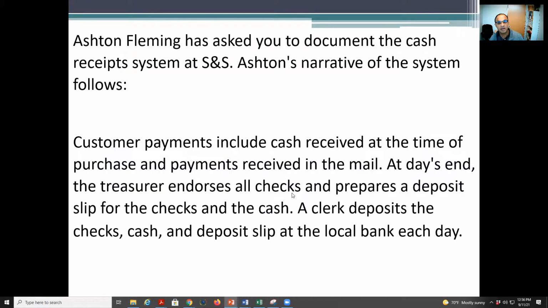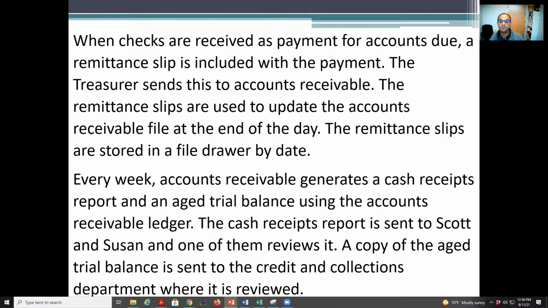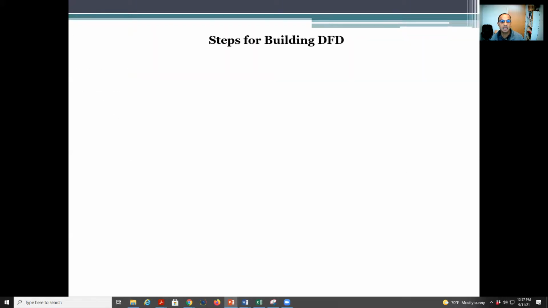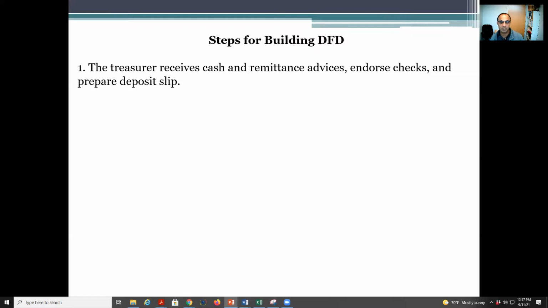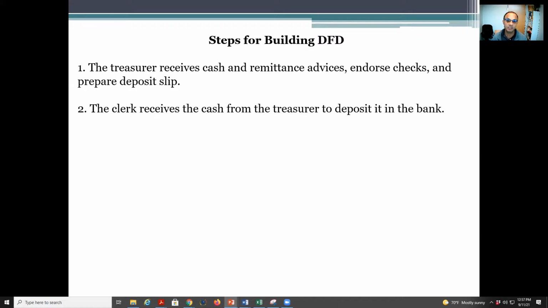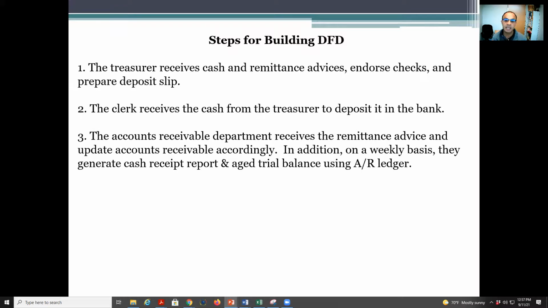cycle. Another exercise here also, it talks about a different company. The exercise is a bit long, so feel free to stop the video and read the exercise. And here it will show you the steps. The treasurer receives the cash and remittance advice, and then the clerk receives the cash from the treasurer to deposit in the bank. The accounts receivable department receives the remittance advice and updates the accounts receivable.